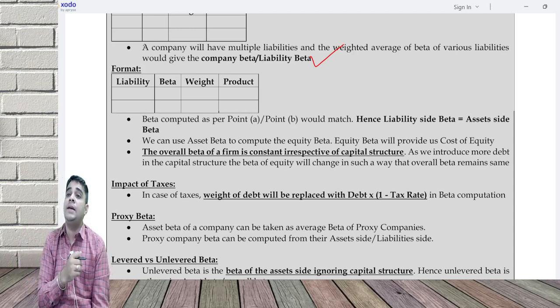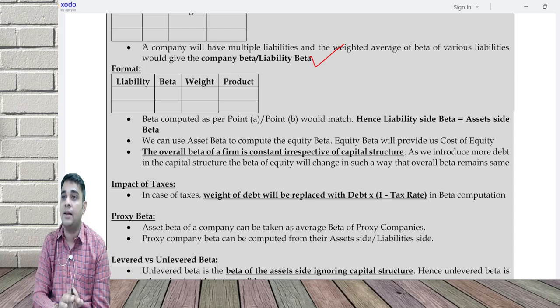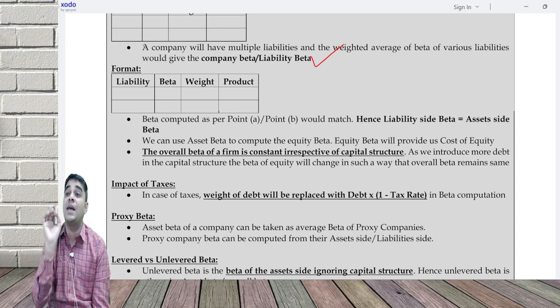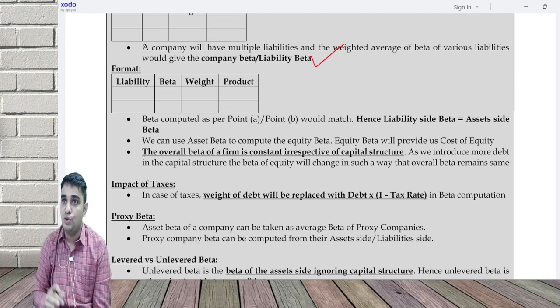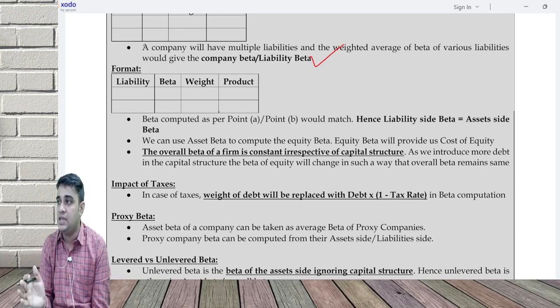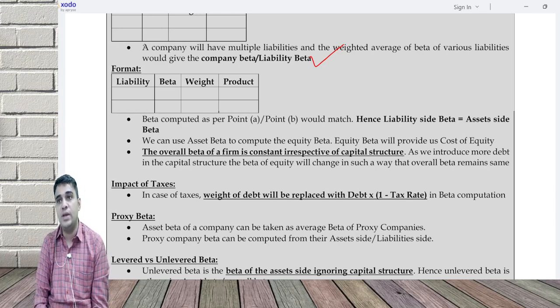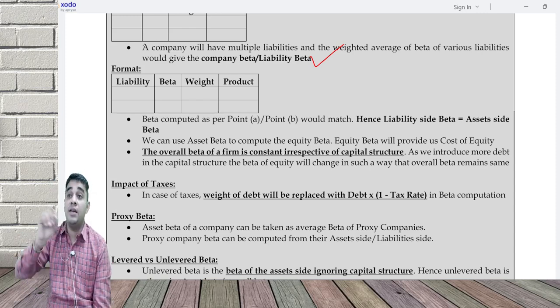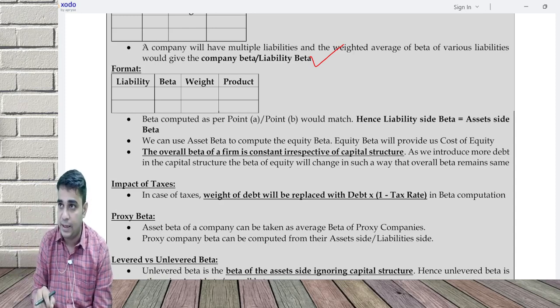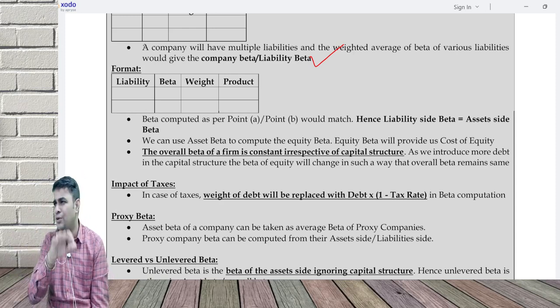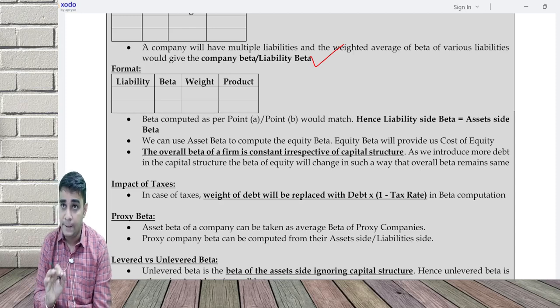When will company beta change? Company beta can logically change only based on the asset side of the balance sheet. That is, you do one random project which is very risky, and the overall beta of the company will increase. Or business one, which was doing really well, suddenly a competitor came into the industry and the beta of that business changed. So in the end, the real beta comes only from the asset side, but you can do the liability side also.